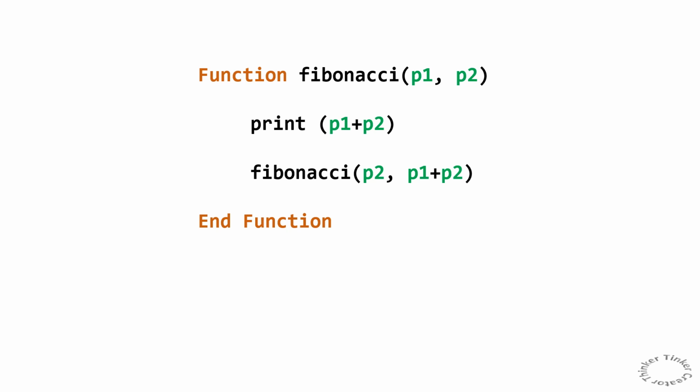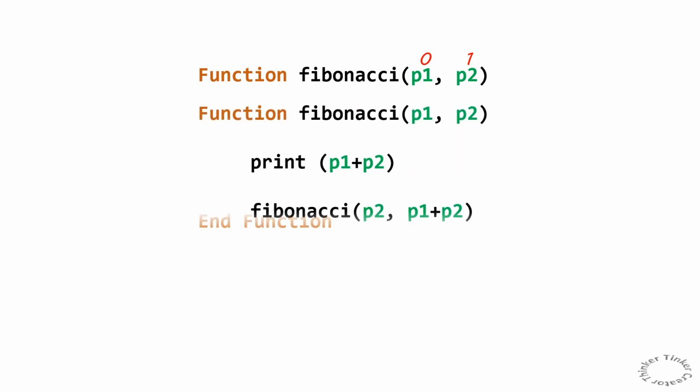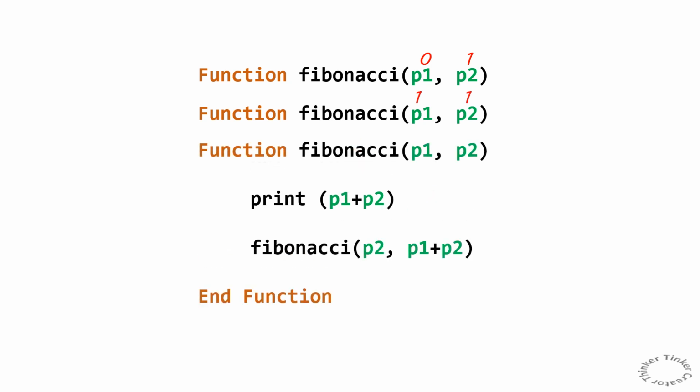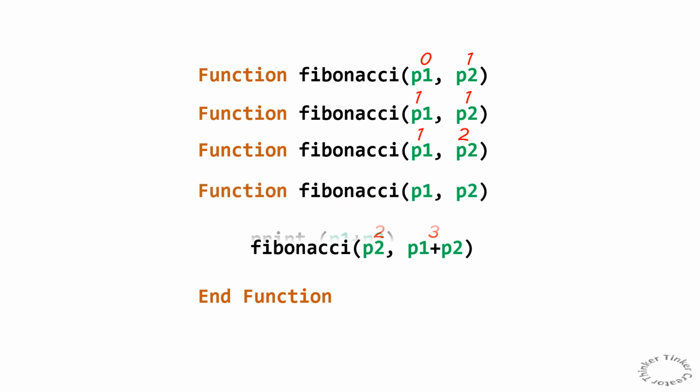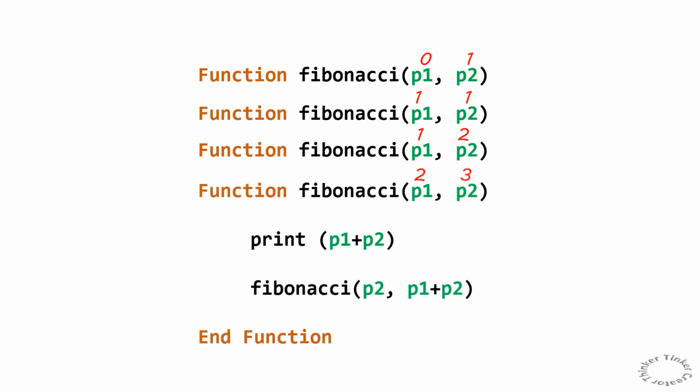Let's test it out. The function accepts 0 and 1 as parameter, prints the sum, and then calls itself with 1 and 1. The function accepts 1 and 1 as parameter, prints the sum, and then calls itself with 1 and 2. The function accepts 1 and 2 as parameter, prints the sum, and then calls itself with 2 and 3. The function accepts 2 and 3 as parameter, prints the sum, and then calls itself with 3 and 5.